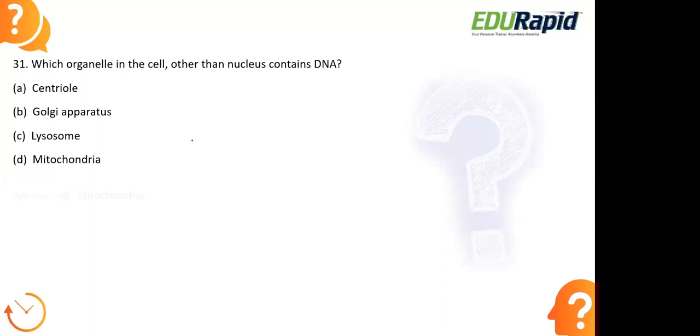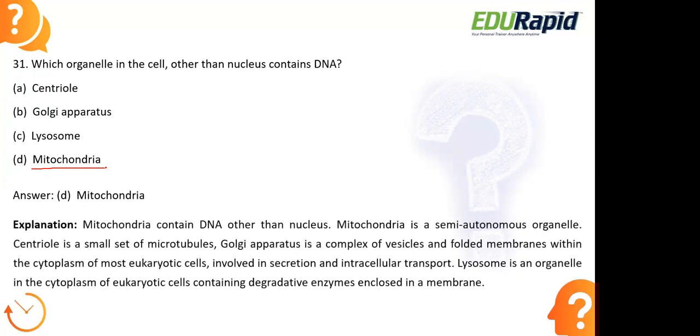Okay, let us look at the right answer. The right answer is option D, mitochondria. In the previous question we saw that in the plant cell, the chloroplast is the one which consists of its own DNA. But in animal cells, it is usually the mitochondria which contains its own DNA. Since it has its own DNA, it is also called a semi-autonomous organelle. If any organelle has DNA of its own, then it can be considered a semi-autonomous organelle.